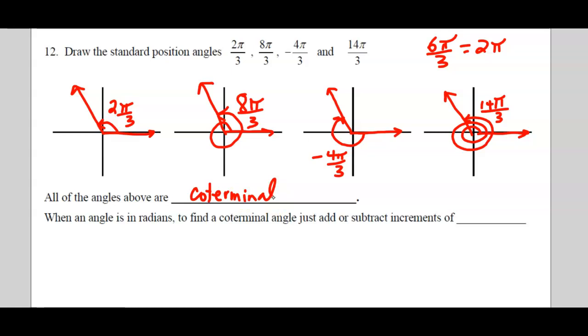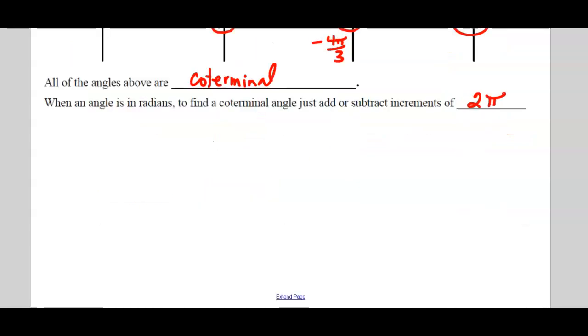When an angle is in radians, to find a coterminal angle, just add or subtract increments of 2 pi. That is the radian form of 360 degrees.